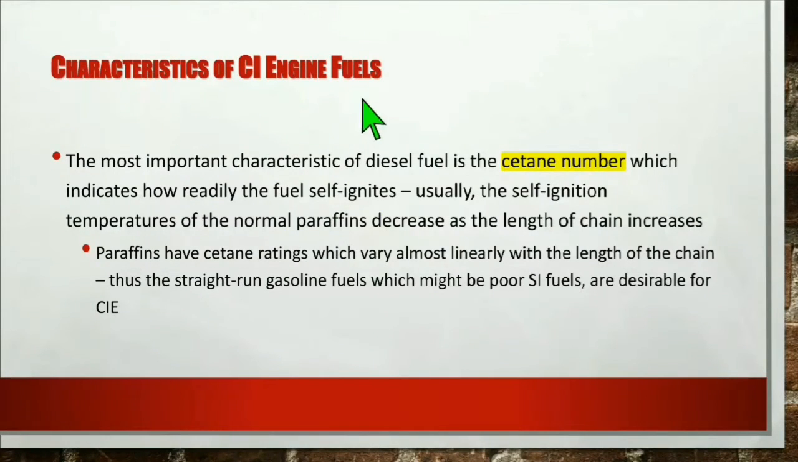Characteristics of CI engine fuels. The most important characteristic of diesel fuel is the Cetane number, which indicates how readily the fuel self-ignites. Usually, the self-ignition temperatures of the normal paraffins decrease as the length of the chain increases. Paraffins have Cetane rating, which varies almost linearly with the length of the chain. Thus, the straight-run gasoline fuels, which might be poor SI fuels, are desirable for CI engine.